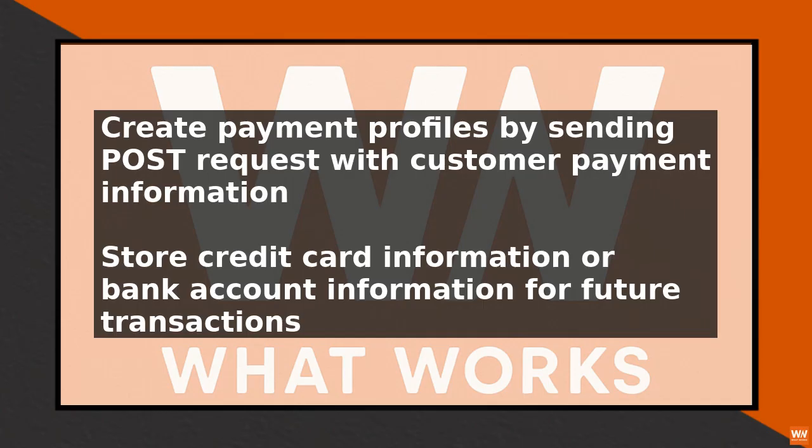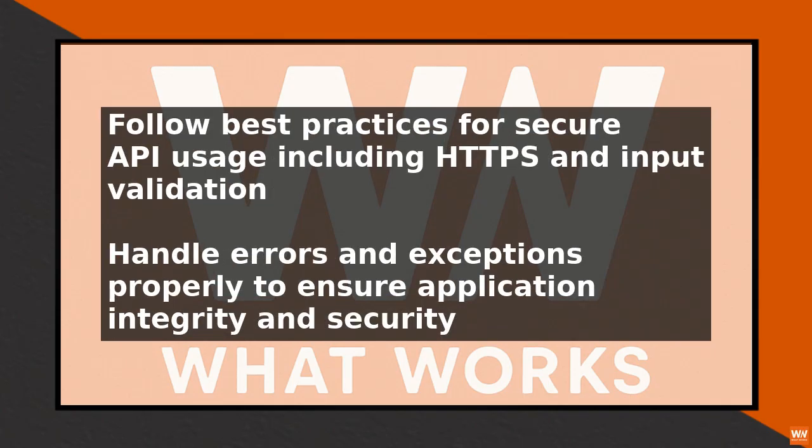Best practices for using the AuthorizeNet REST API. When using the AuthorizeNet REST API, it is essential to follow best practices to ensure the security and integrity of your application. Some best practices include using HTTPS for all API requests, validating user input, and handling errors and exceptions properly. You should also use a secure method to store your API credentials and never hard-code them into your application.